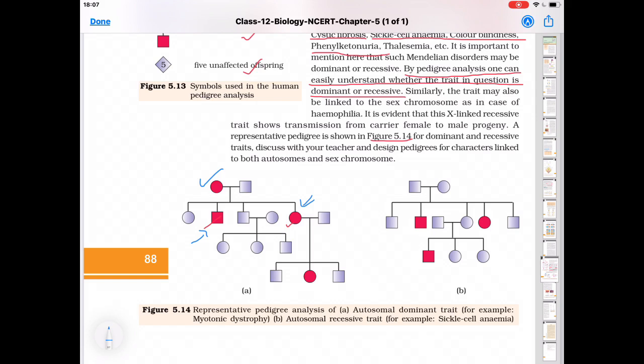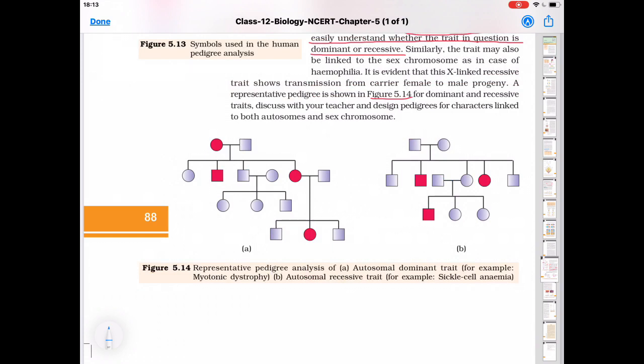Next, B part. Here the parents are normal, but their offspring show the disease. This shows that this is a recessive trait, but it is autosomal. Why? Because this trait occurs in both the male as well as the female offspring. So chart B shows that it is an autosomal recessive trait, whereas A shows that it is an autosomal dominant trait.